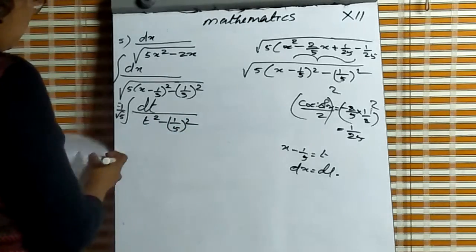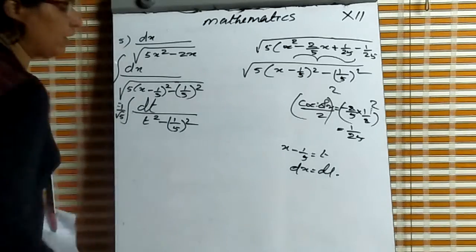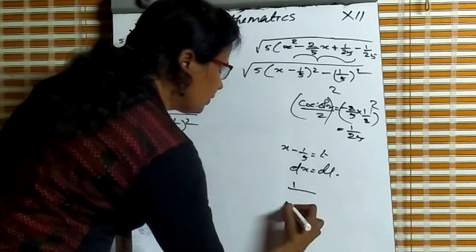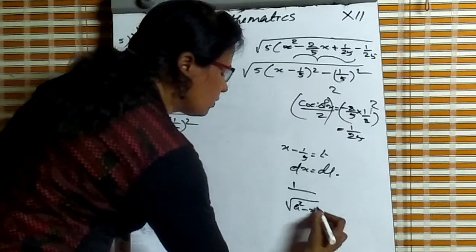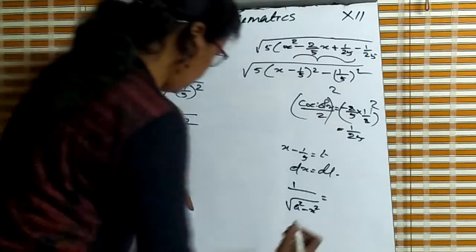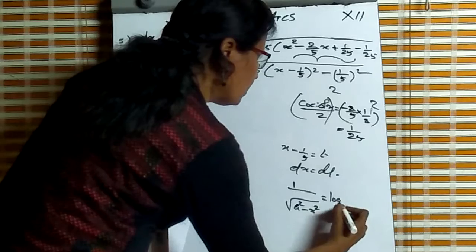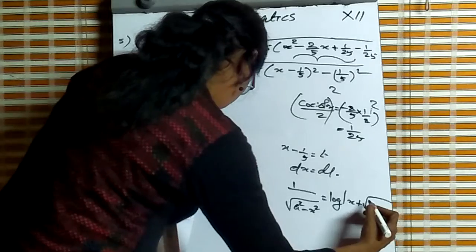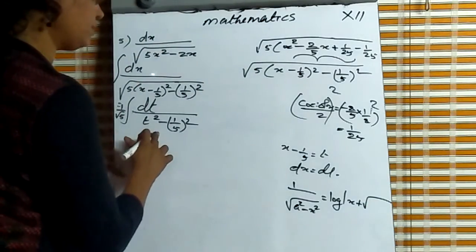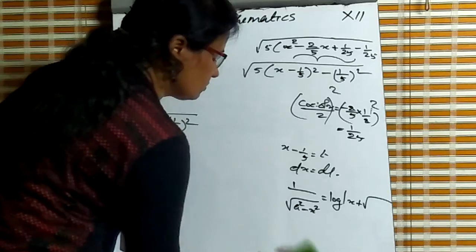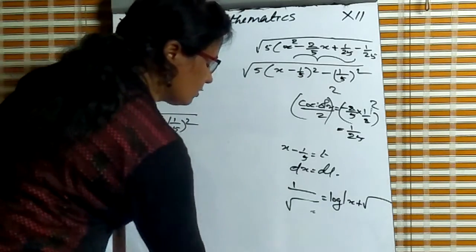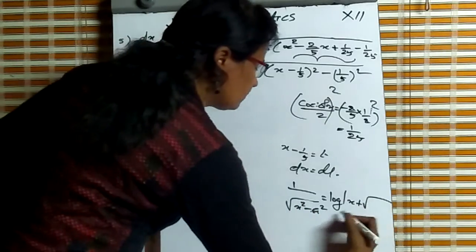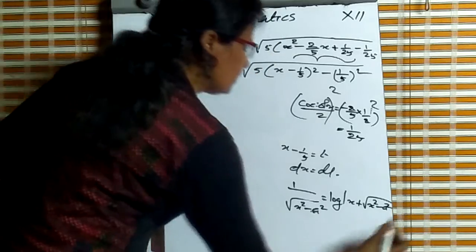Now this is in the form 1 by square root of x square minus a square. What is the integral of 1 by square root of x square minus a square? It is equal to log absolute value of x plus square root of x square minus a square, which is the answer.